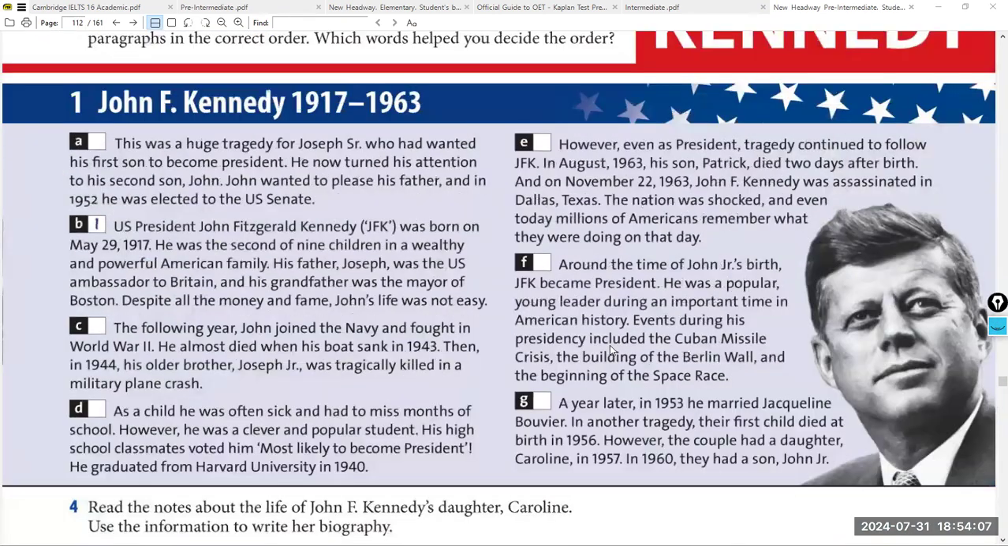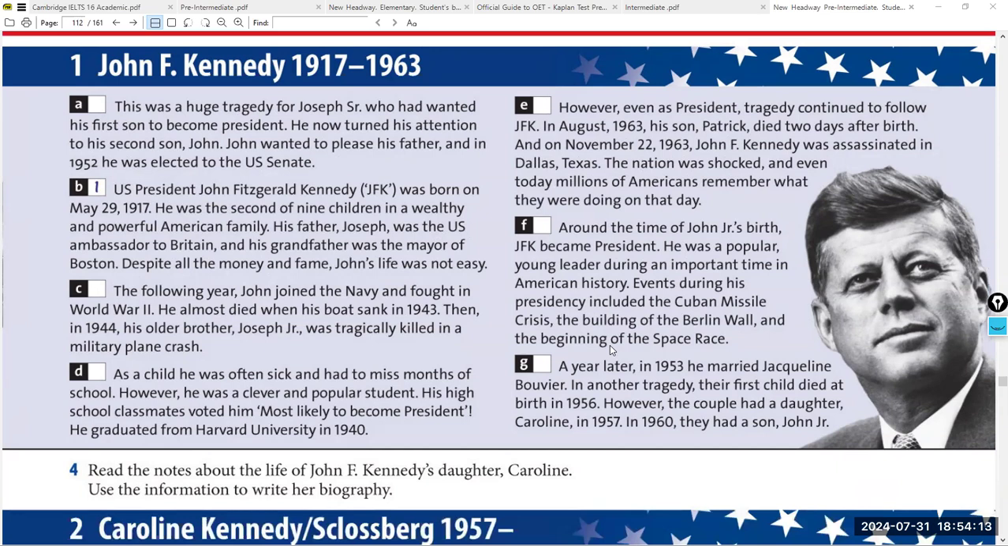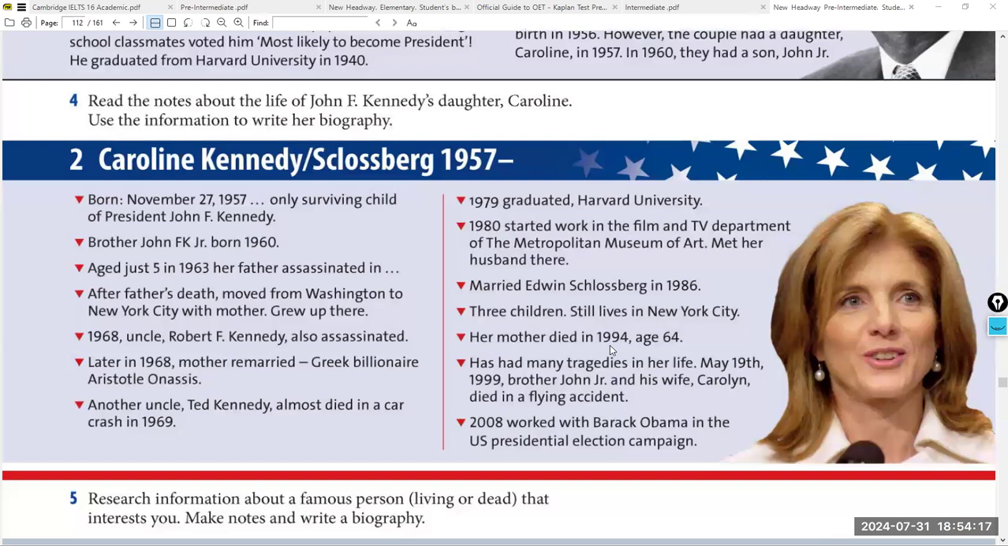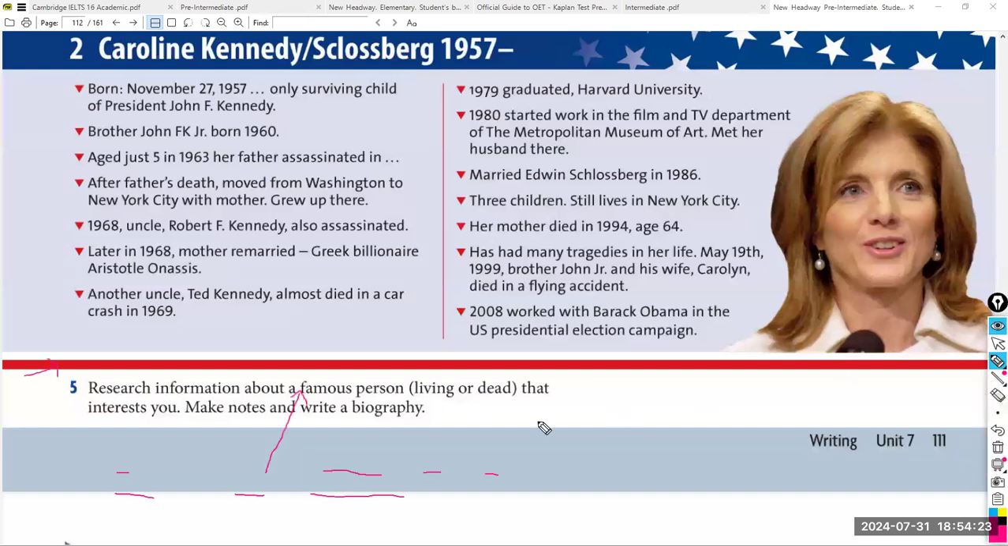Don't forget that. Number one, I have to arrange the correct paragraphs according to the correct arrangement. This is chronological order. And then here I have to write this biography about Carolyn. Then I have to do a complete one myself. And absolutely, it's about a person you know, a famous person you know. Maybe this person is still alive, or maybe he's dead.